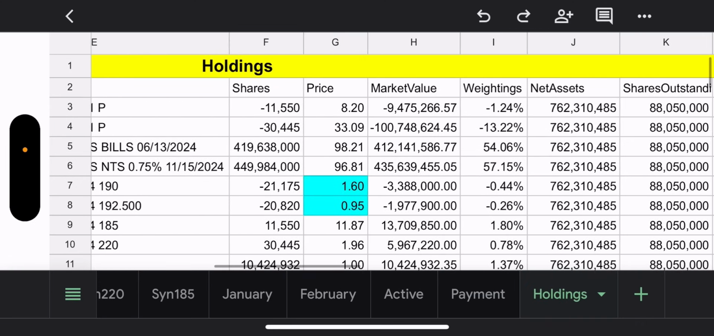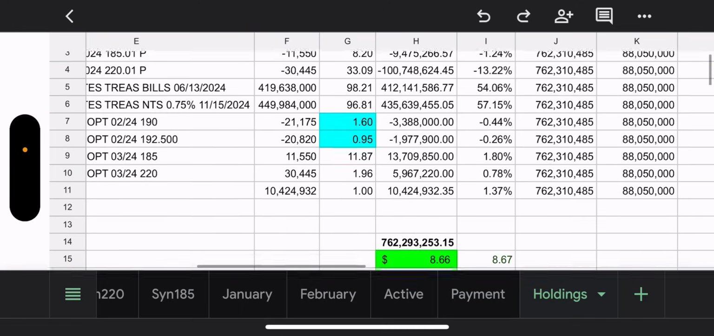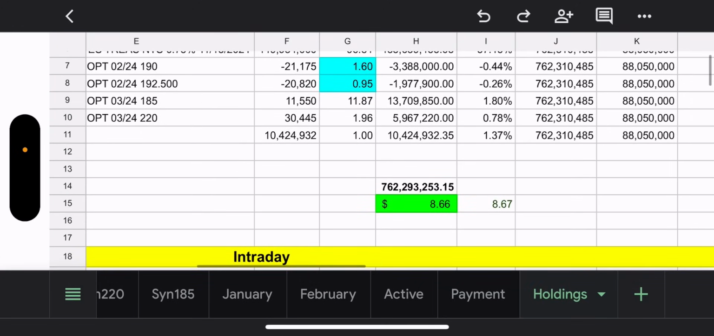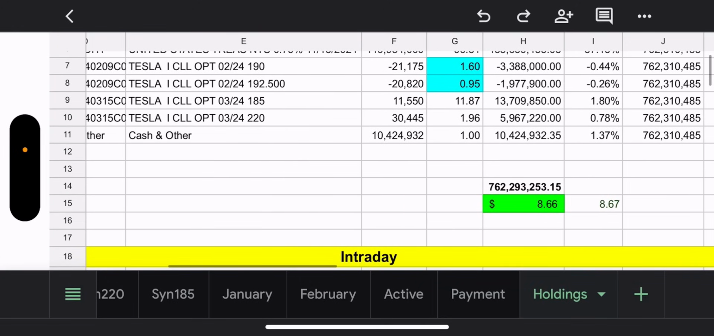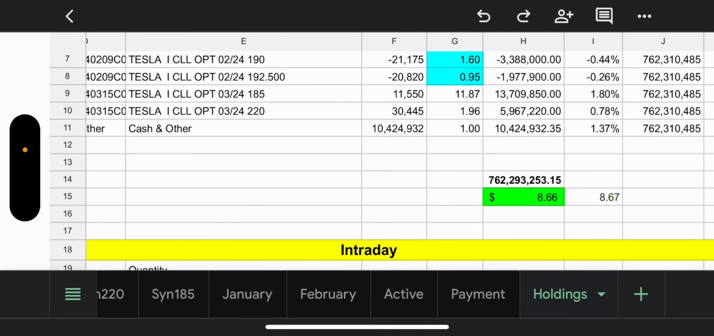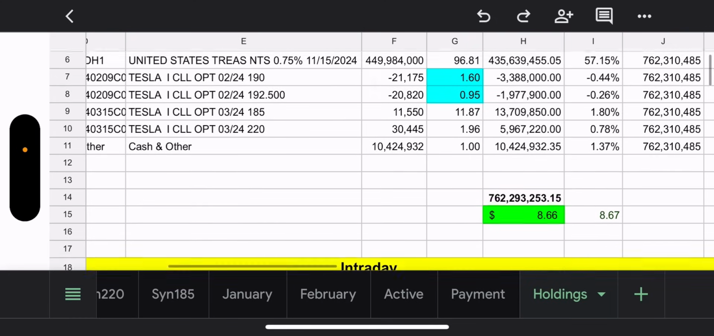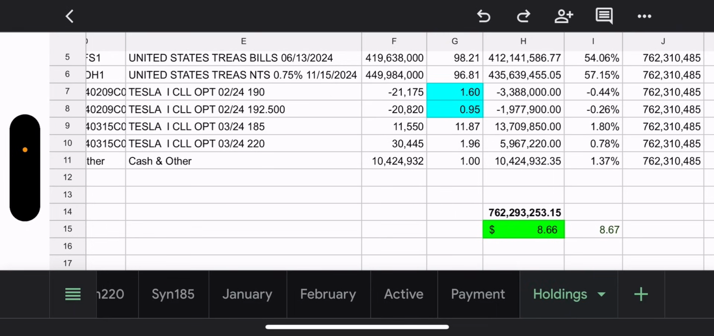So what did I highlight? I highlighted the calls, right? There's 2 positions. There's 2 calls with the strike price. Right now, the 190 costs 160 to close, and the 192.50 costs 95 cents to close. So if we stay flat, like if we stay at the same price, this number will go down because time value will bring it down. If we go up in price, then it's going to cost a little more money to close out these positions.